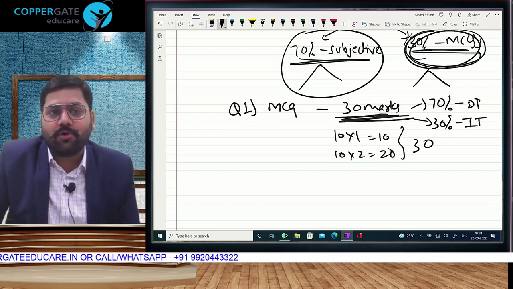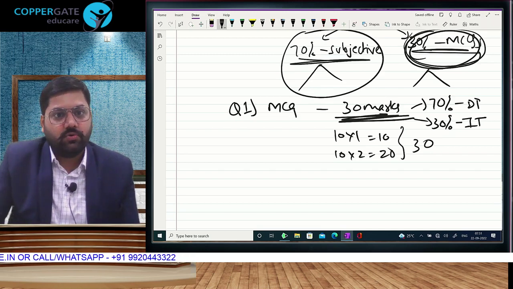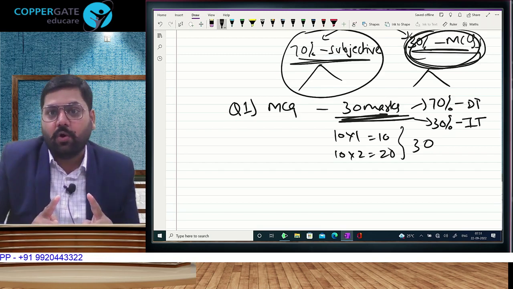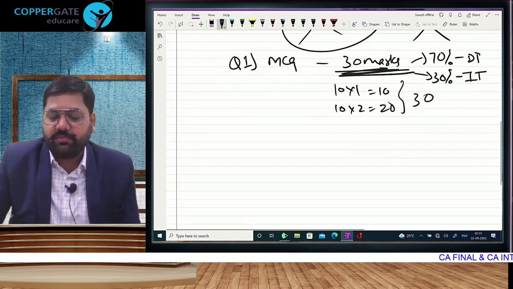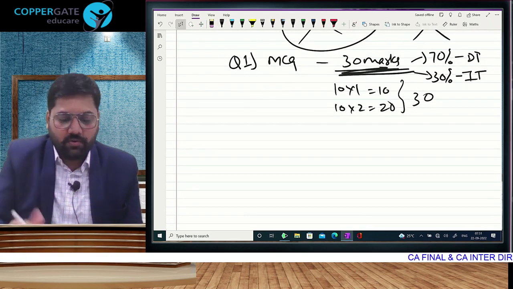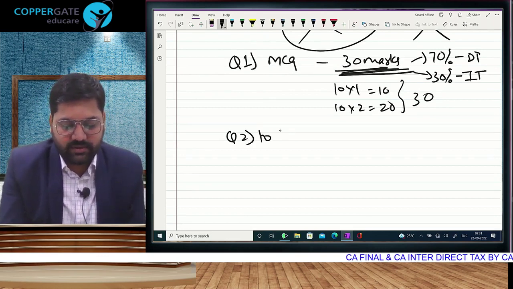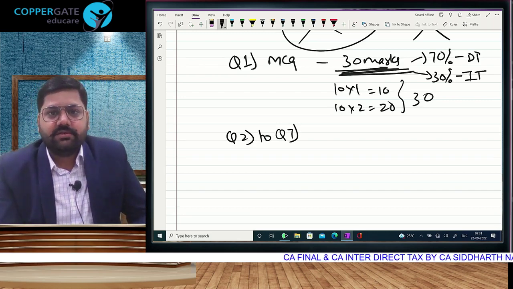So how to score marks in MCQ is also going to be taught to you in this class, in the introduction class. Only today I can do all that, because from tomorrow I have to teach you my chapters also. Okay. So question number 1 is going to be a 30 marks MCQ. From question number 2 to question number 7, how many questions are these?